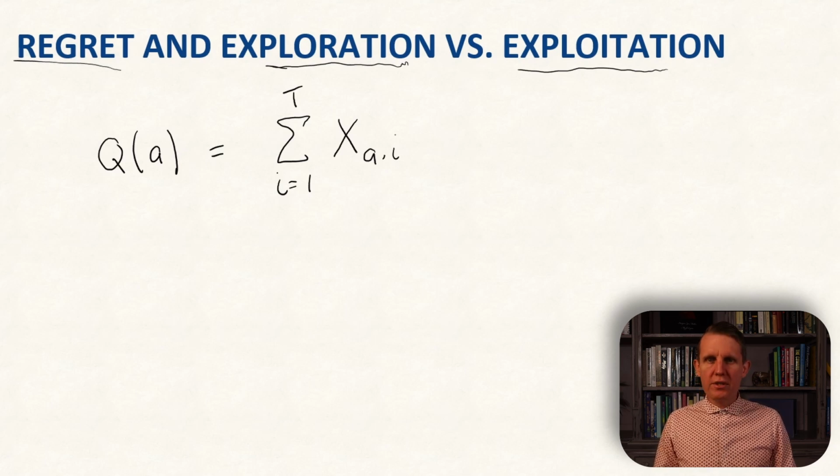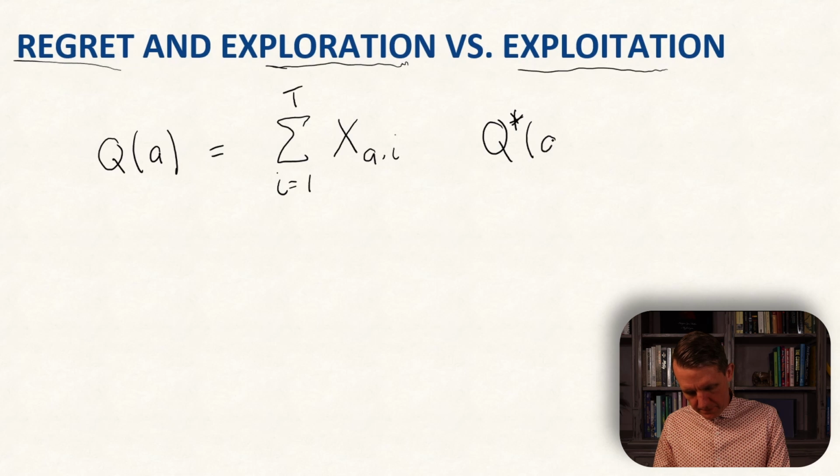We use the syntax Q star of a, Q*(a), to represent the real Q-value for a. In other words, the actual average reward we would receive if we played arm a. We don't have access to Q*(a) while we're trying to learn this, but it's useful for analyzing how we should solve the problem.